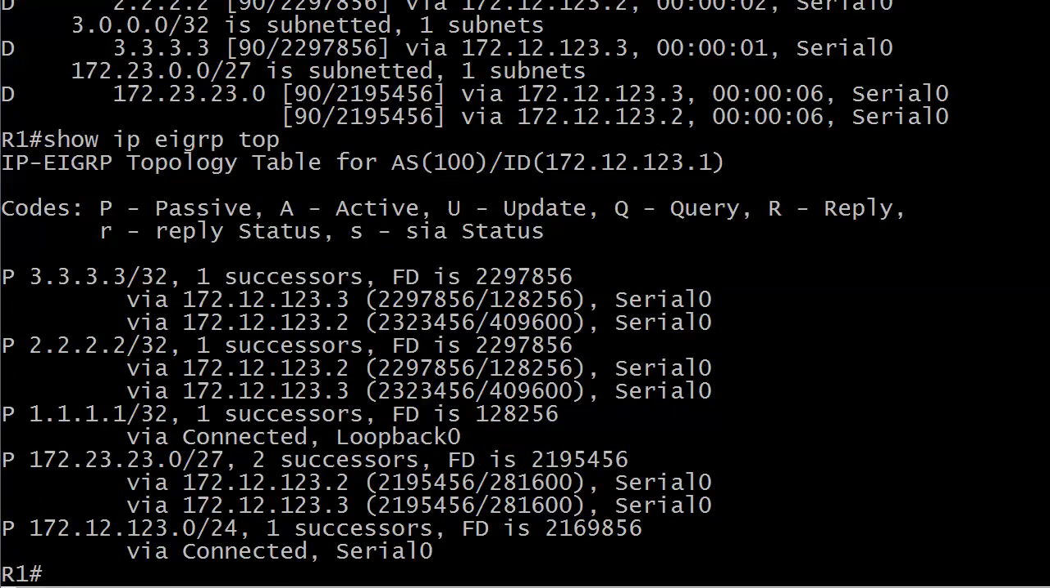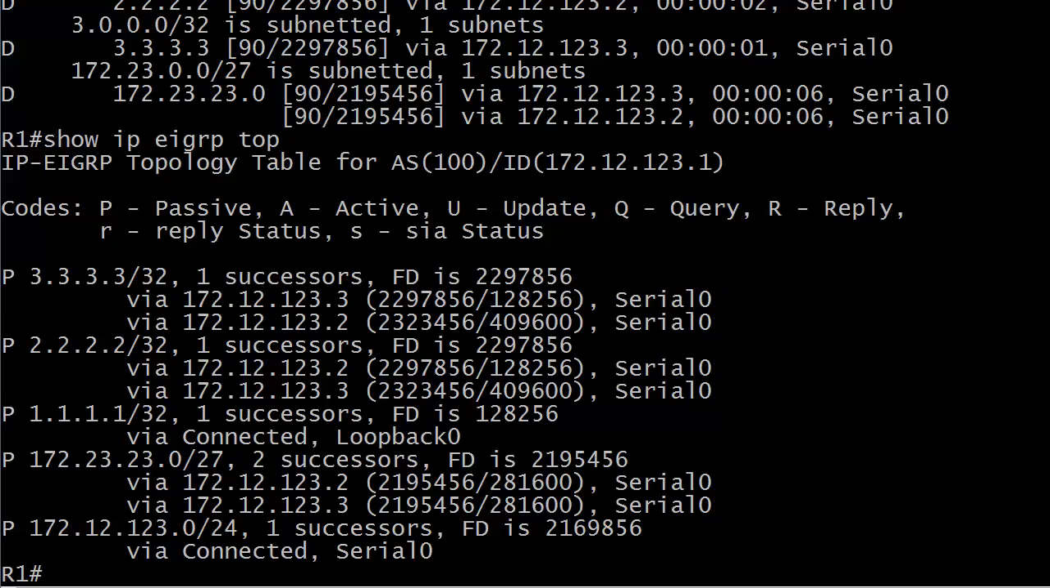So we've got all kinds of entries here. And for the 172.23.23.0/27 entry, 2 successors, we know why. The feasible distance for both is exactly the same. So far so good, and connected, of course, we've enabled EIGRP on it, so it's going to show in the topology table. But we know that's a connected route, router 1's loopback, as well as the subnet network.